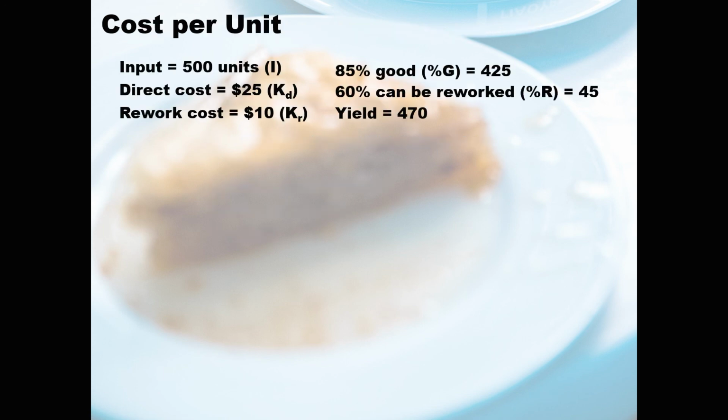Let's use our previous example. We had 500 units that initially came into the process. Our direct cost is $25. Our rework cost is $10. Again, our percentage good on the initial run was 85%, which resulted in 425 units. And our percentage of reworks, which was 60, resulted in 45 units. And our final yield was 470 units.